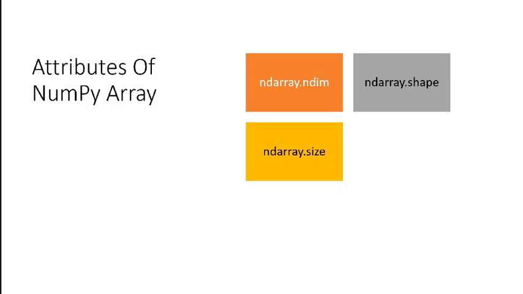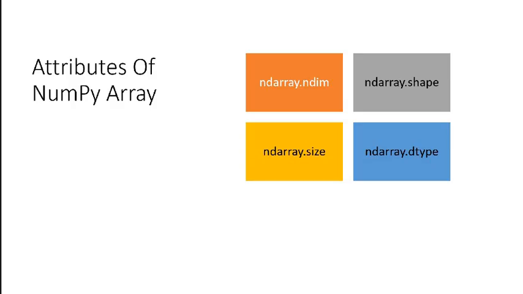Then next comes ndarray.dtype. This command gives you the data type of the elements of your array. All the elements of an array are of the same type. The common data types are int32, int64, float32, float64, or uint32.